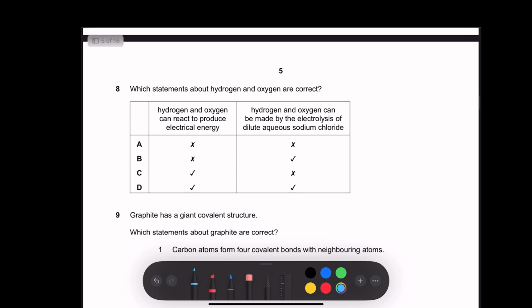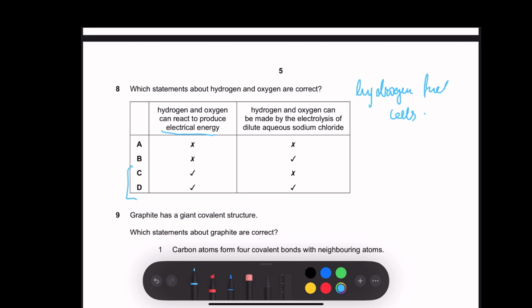Question 8. Which statements about hydrogen and oxygen are correct? Hydrogen and oxygen can react to produce electrical energy. Well, yes, they can react to produce electrical energy because in hydrogen fuel cells, they react and then they produce energy. So this statement is correct. So it's going to be between C and D.